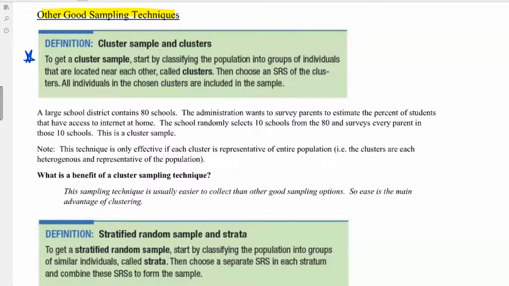To get a cluster sample, you start by classifying the population into groups of individuals, usually that are located near each other, called clusters. Then you choose a simple random sample of the clusters. All individuals in the chosen clusters are included in the sample. So we're going to break the people into groups, usually groups kind of associated by location or some kind of convenience. We're going to pick a certain number of those groups, those clusters, and we're going to survey everyone in those clusters.